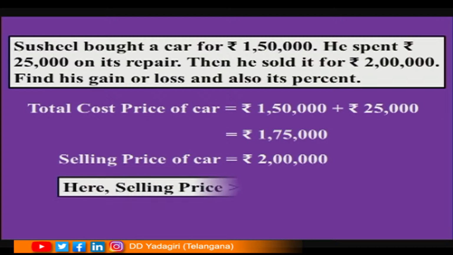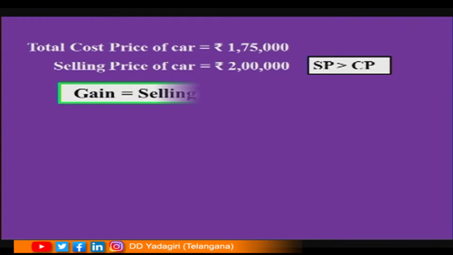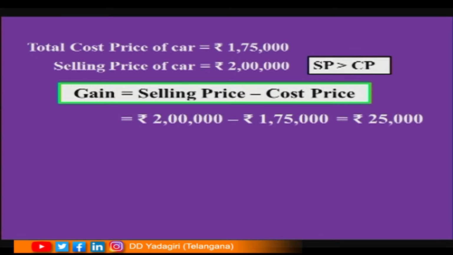Now, what do you notice, children, here? Yes, here the selling price is greater than the cost price. Now, what do you get in such cases? So, gain is equal to selling price minus the cost price. Now, let us substitute the values. So, 2 lakh rupees minus 1,75,000 rupees. So, what do you get, children, now? Yes, it is 25,000 rupees.